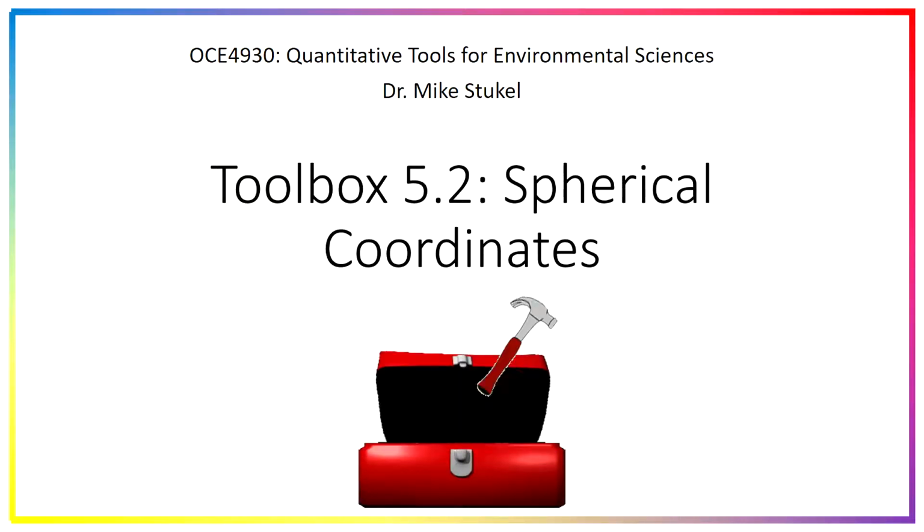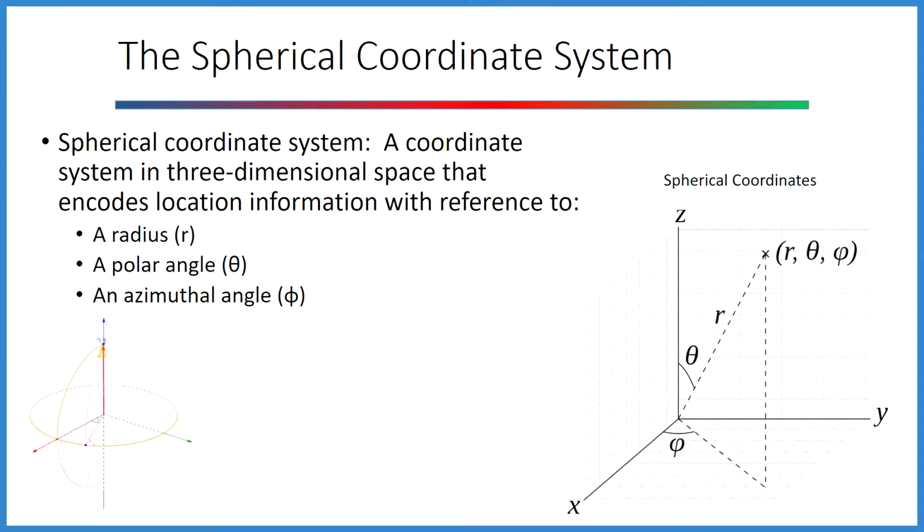Class, in our last toolbox, we discussed coordinate systems, which are mathematical systems that can be used to describe locations in space. And we also discussed how we can write functions that allow us to transform our data from one coordinate system to another. Today we're going to focus on the spherical coordinate system, which we use all the time, whether we think about it or not.